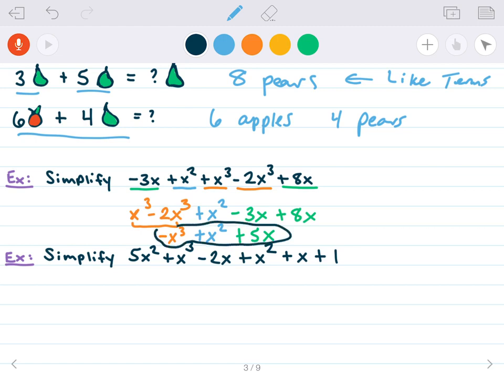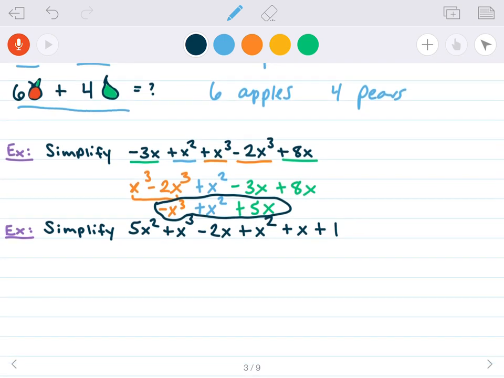So that is my answer. That's as much as I can combine, because all 3 of these things in orange, blue, and green are unlike terms because they have different exponents. Okay? All right, let's go ahead and look at the next example.